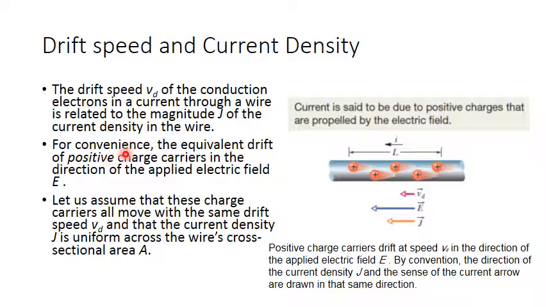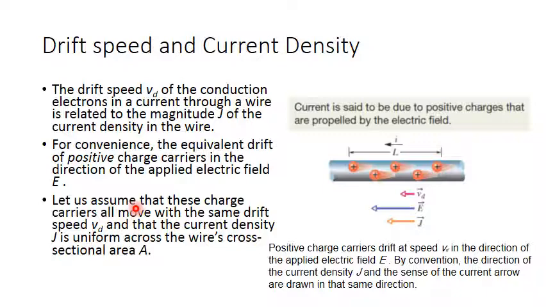For convenience, the equivalent drift of positive charge carriers is in the direction of the applied electric field. So if we assume that we are talking about positive charge, they will be going in the same direction as the electric field. But actually, the conductivity in metals is mainly due to free electrons with negative charge.